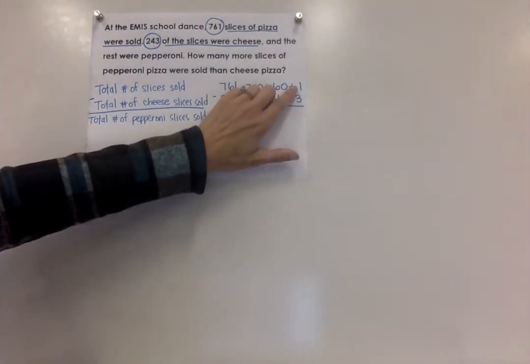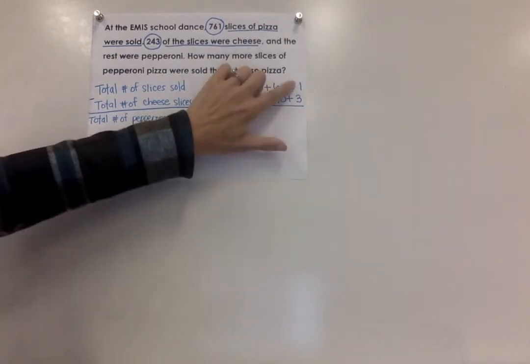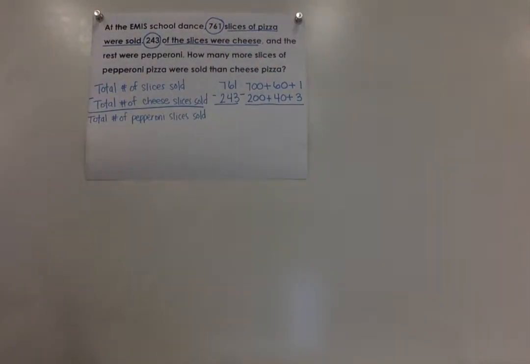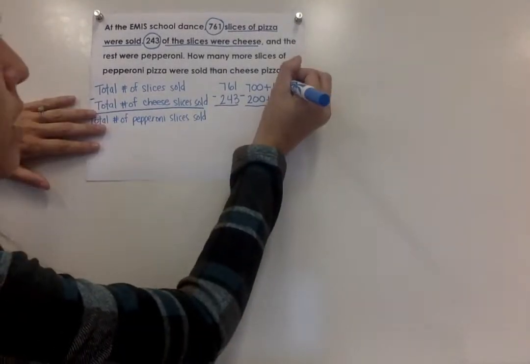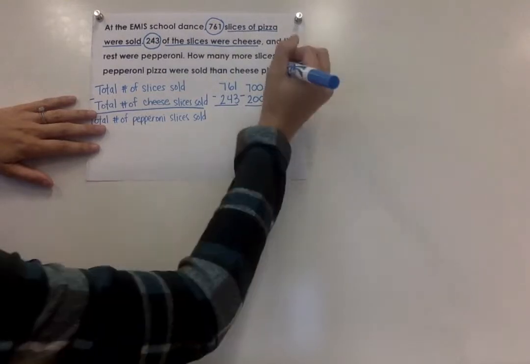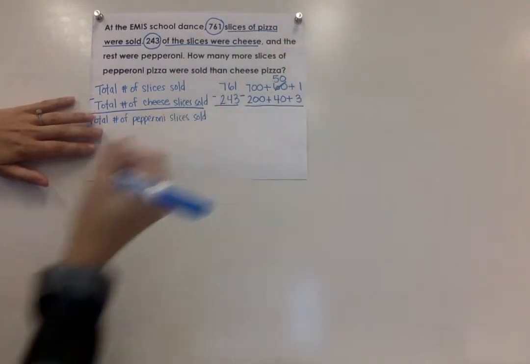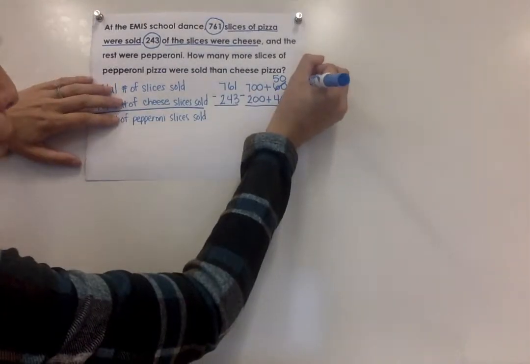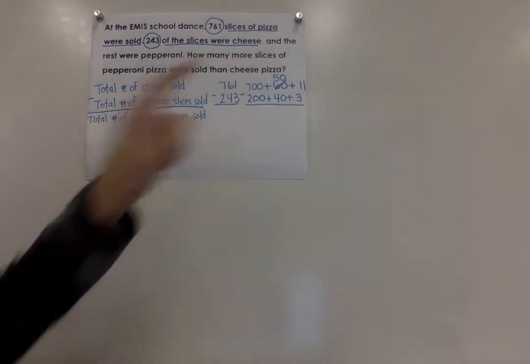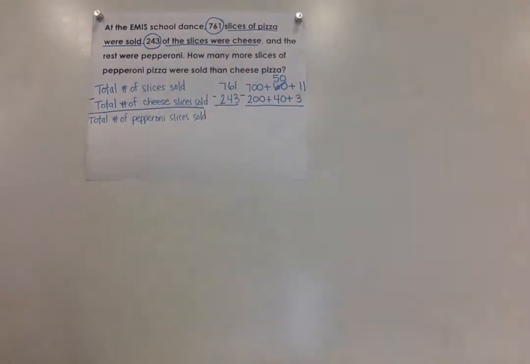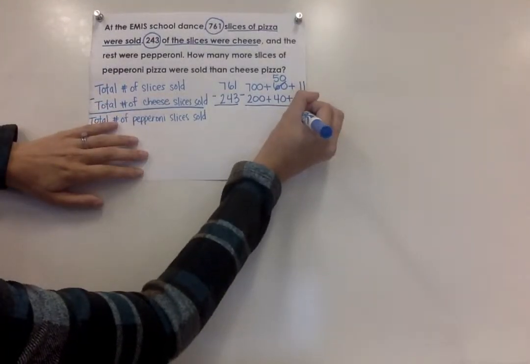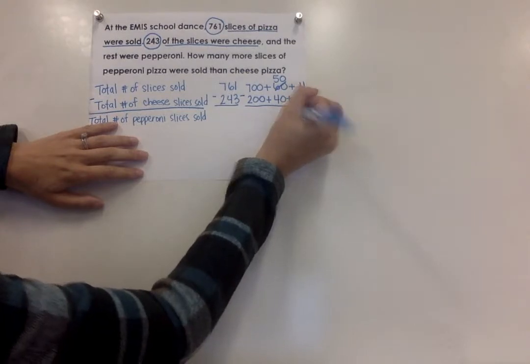Well, let's look at 1 minus 3. If I have $1, can I give you $3? No, I do not have enough. So I'm going to need to borrow or exchange. So I'm going to take 10 away from 60. That makes this 50. And I need to add 10 to 1. What is 10 plus 1? Well, that's 11. Now I have 11 minus 3. What is 11 minus 3? 8. Okay, bring down my plus sign.